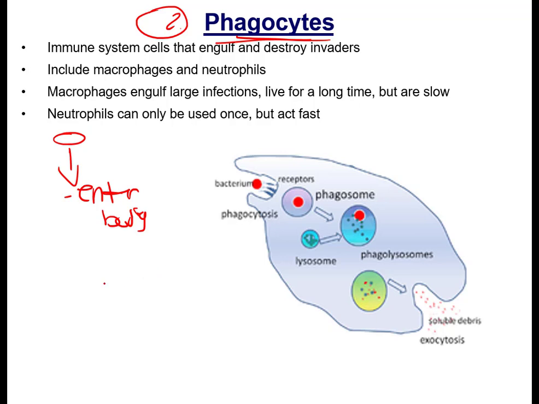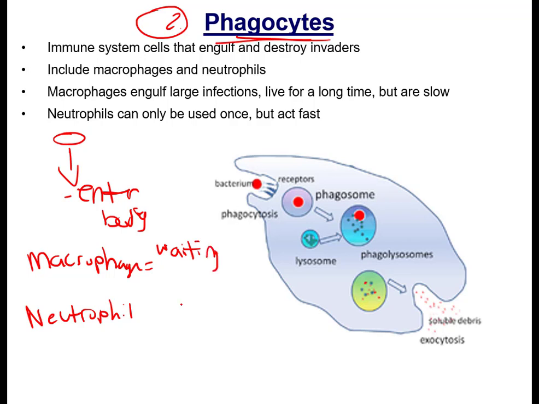Now, there's two main types of phagocytes. The first type is called a macrophage, and the second type is called a neutrophil. Macrophages are kind of just hanging around in special sites of the body, waiting for a pathogen. Macrophages are larger and a bit weaker. But the good thing about macrophages is they can be reused many times.